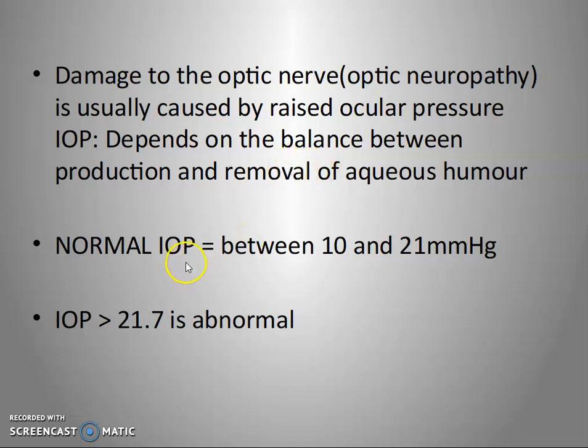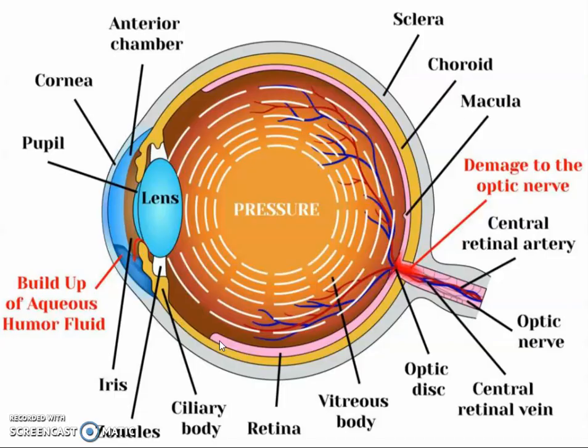The normal range of intraocular pressure is between 10 to 21 mm of Hg, and if it is rising beyond this range, it is considered an abnormal state.